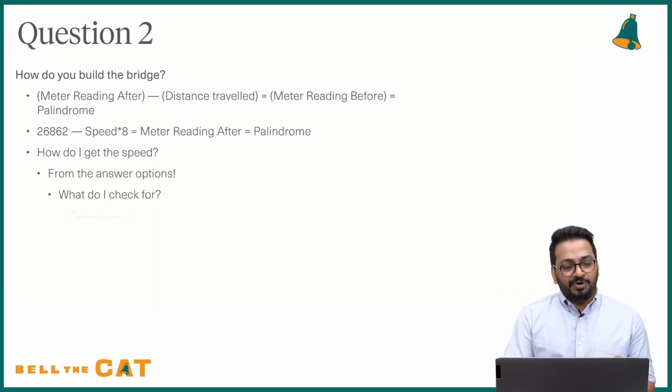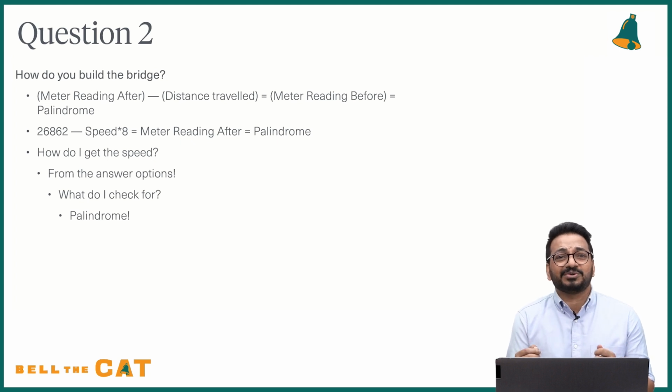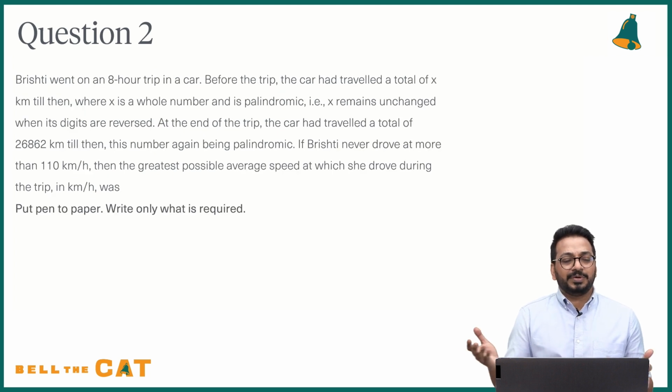So straight away, what do you check for? You know that if the story is selling palindrome, you have to use that palindrome somewhere in the movie, if that is the most important thing. So straight away, your job becomes very easy.